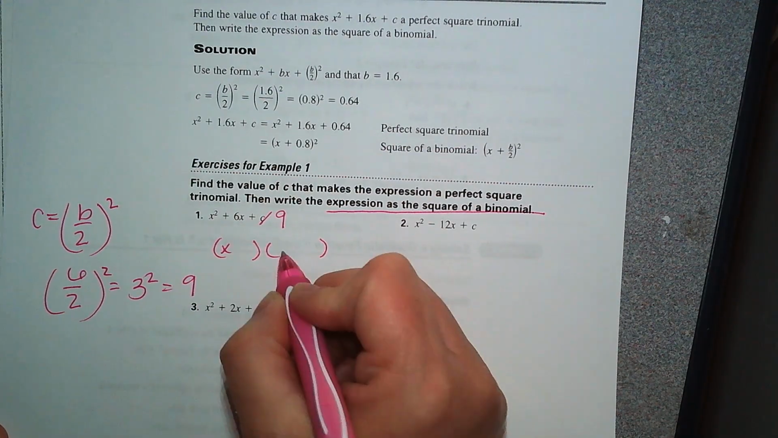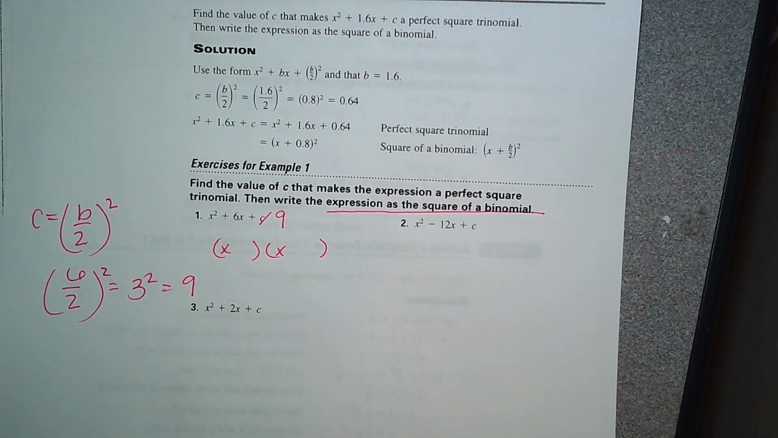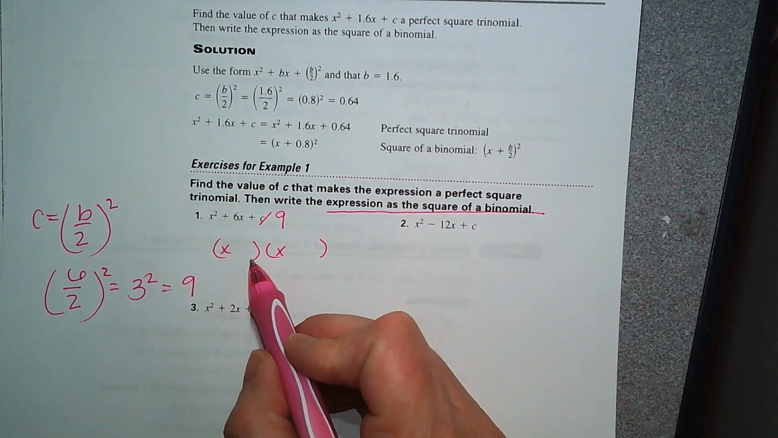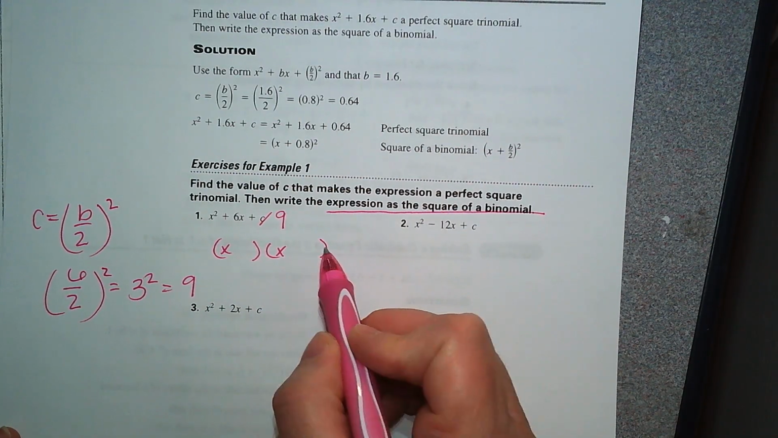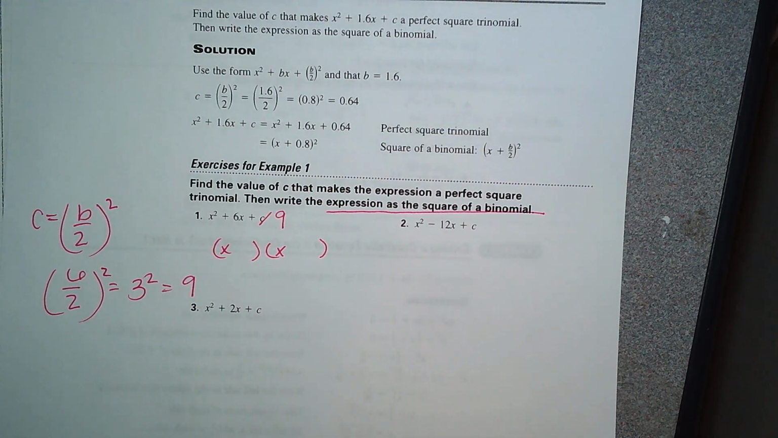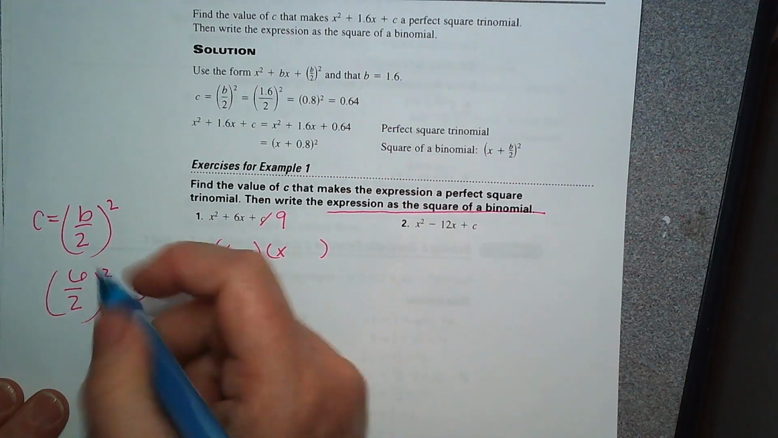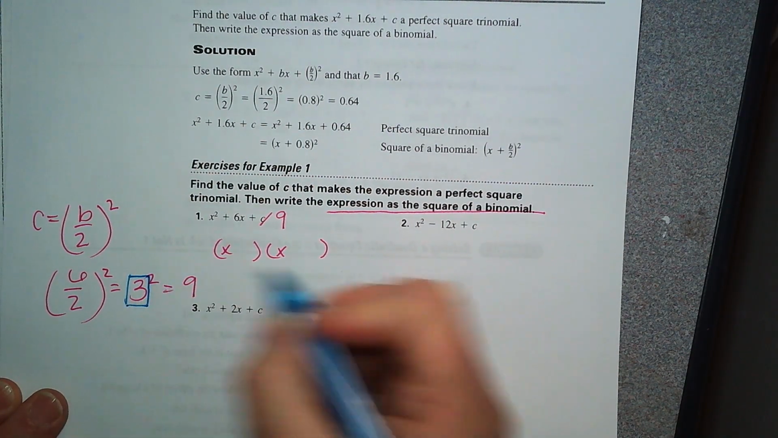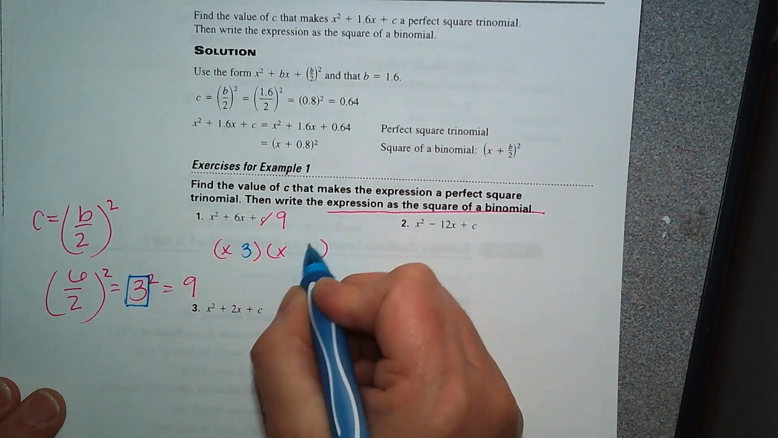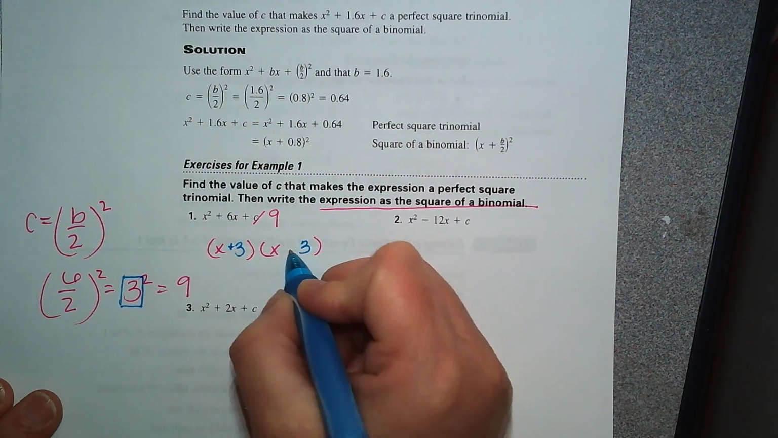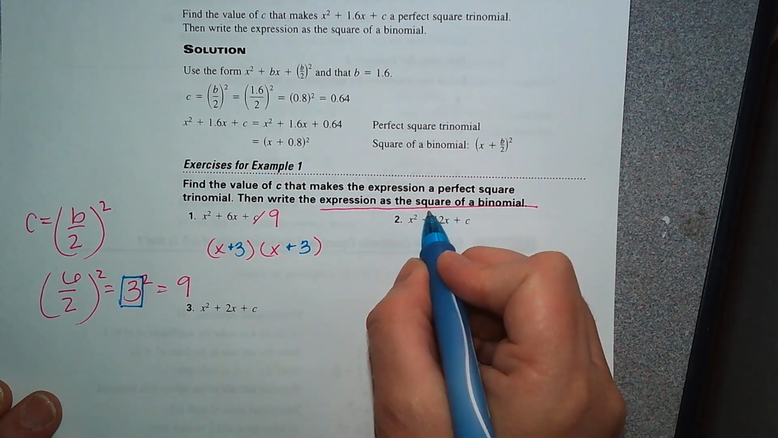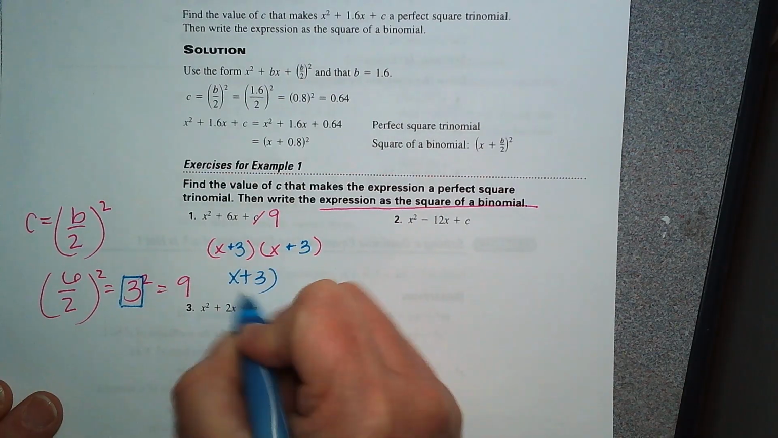Now, how do I write it as a binomial squared, or the square of a binomial? I need to factor it. How do I factor it? These two terms multiply to give me 9 and add to give me 6. There's only 2 numbers that I can multiply to get 9 and add to get 6. It's this number right here, the square root of 9 or half of 6. Either way, the same thing. So the square of a binomial would be x plus 3 squared.